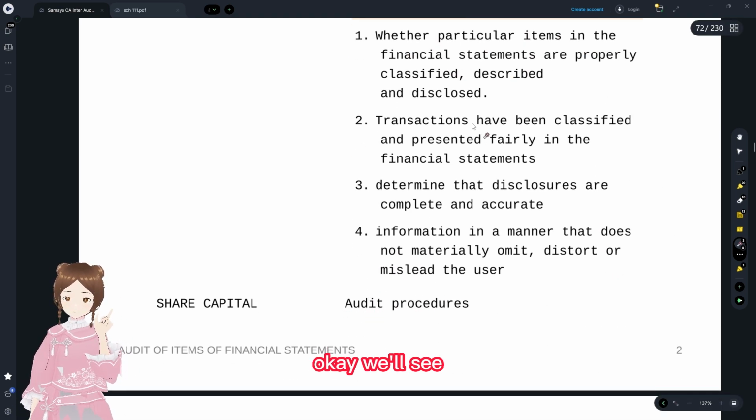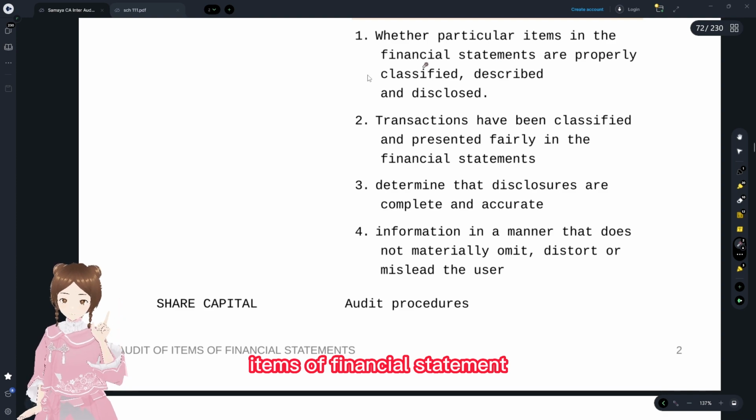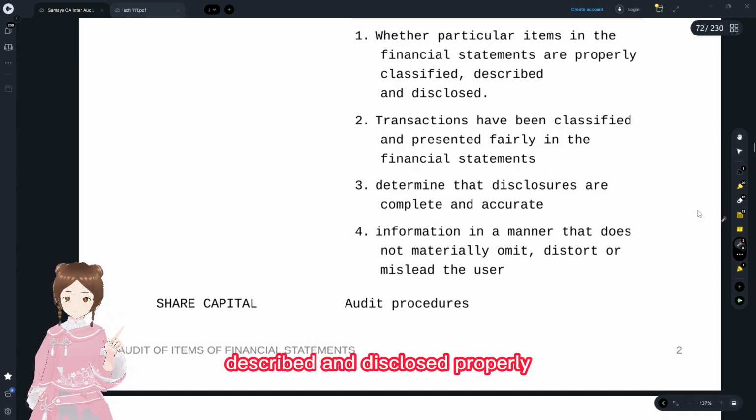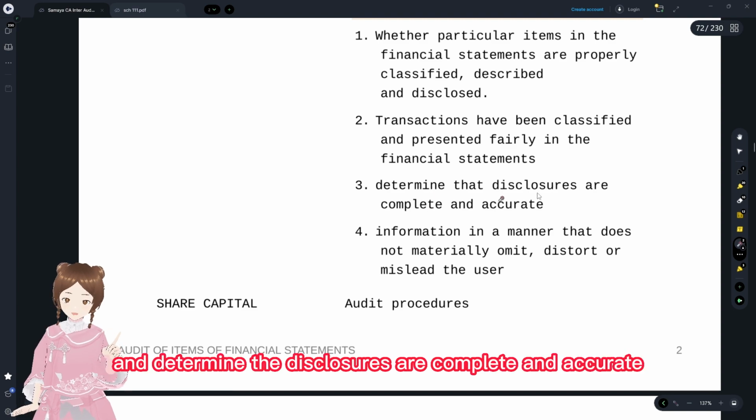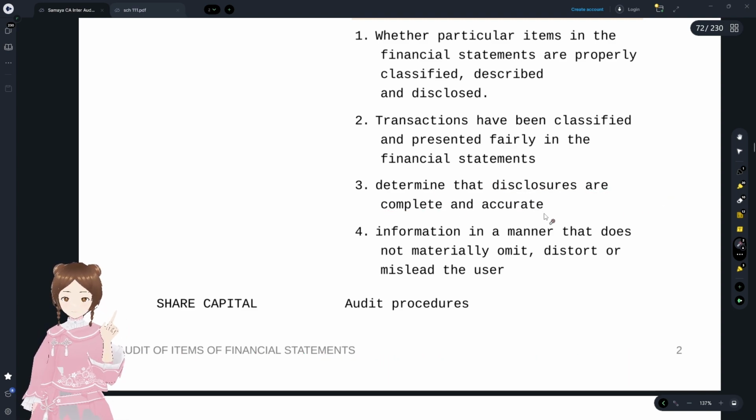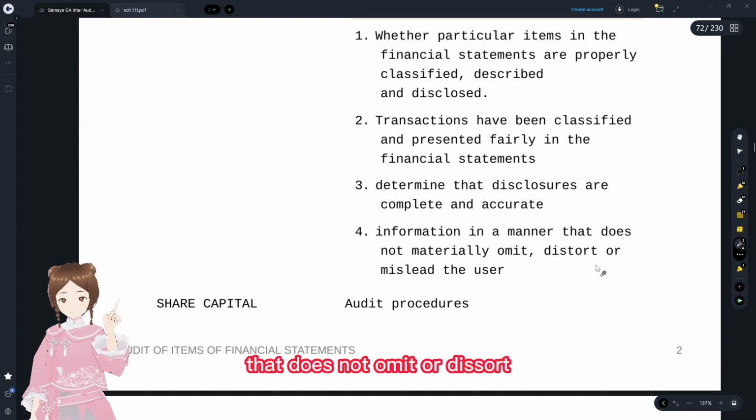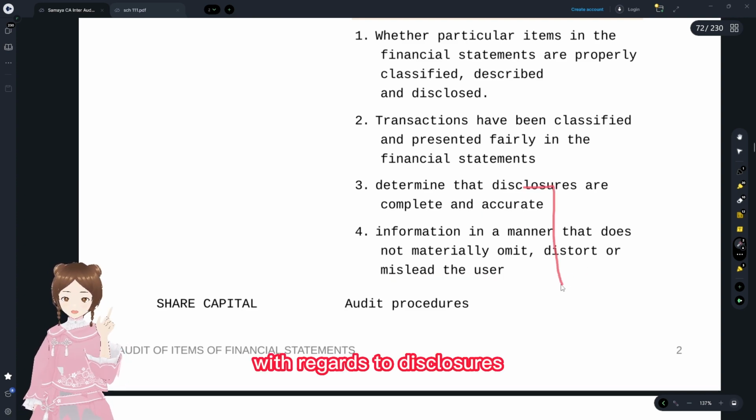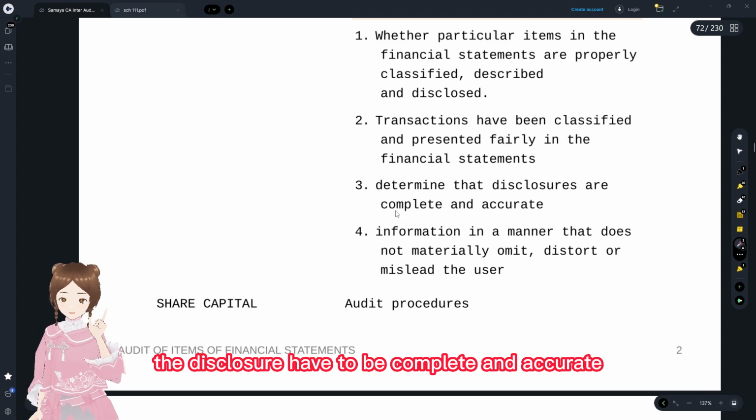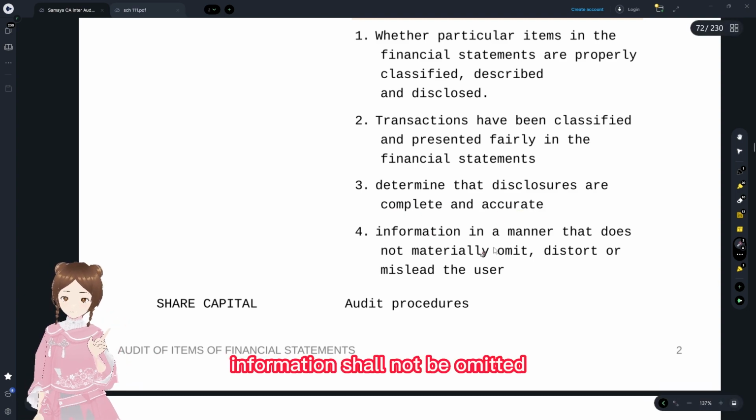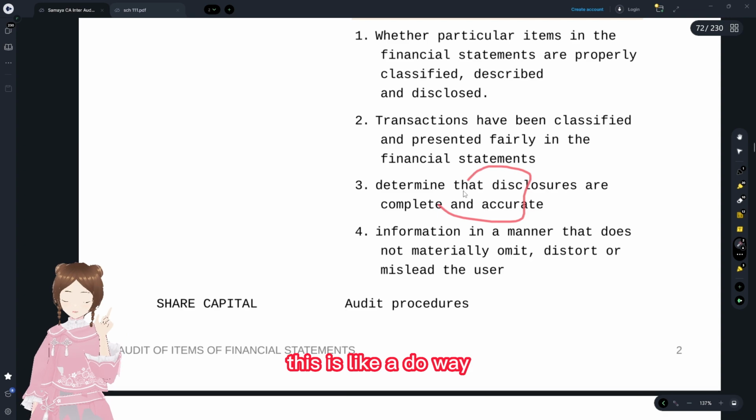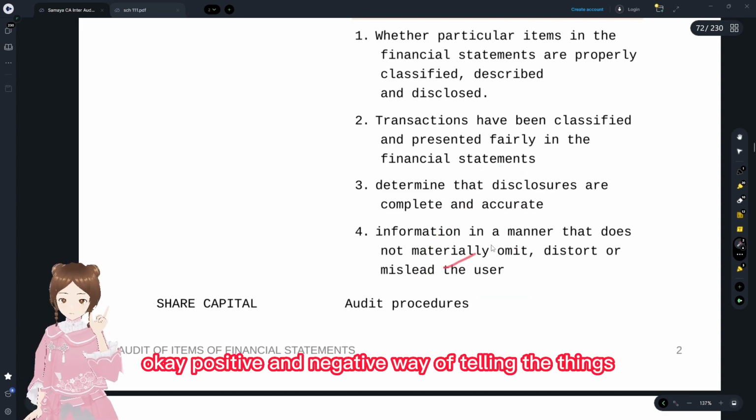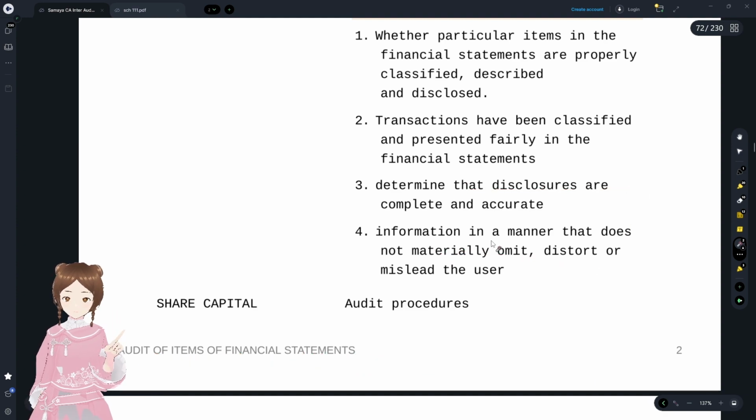First thing is that items of financial statement have to be classified, described, and disclosed properly, and transactions have to be classified and presented fairly in the financial statements and P&L account, and the disclosures must be complete and accurate. And the information in any manner should not omit, distort, or mislead the user. These two are with regards to disclosures. First, the disclosures have to be complete and accurate, the positive way. Information shall not be omitted, distorted, or mislead the user, that is the do-not way. This is the do way, this is the do-not way. It is a positive and negative way of telling the same thing about disclosures.